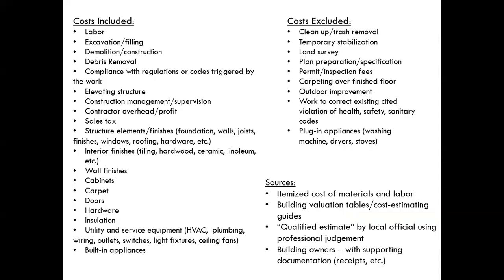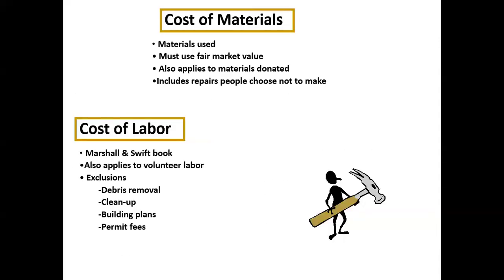So what to include? Again, the desk reference goes through all of this, but any materials that would be used at the fair market value for construction materials, we also have to include the cost of any materials that were donated, at whatever their fair cost is. And again, including repairs that people choose not to make to its pre-damage condition. And then any labor. So even if people volunteer their labor, we have to cost it out as if it was paid for at the regular value.